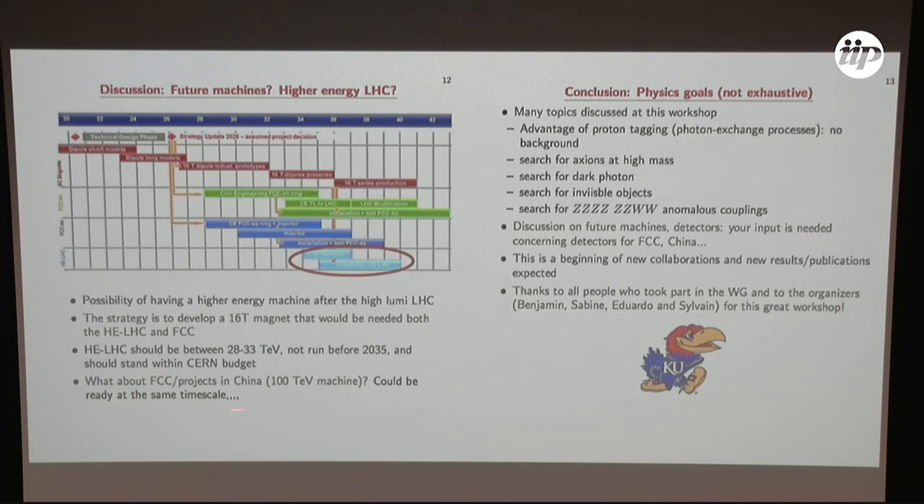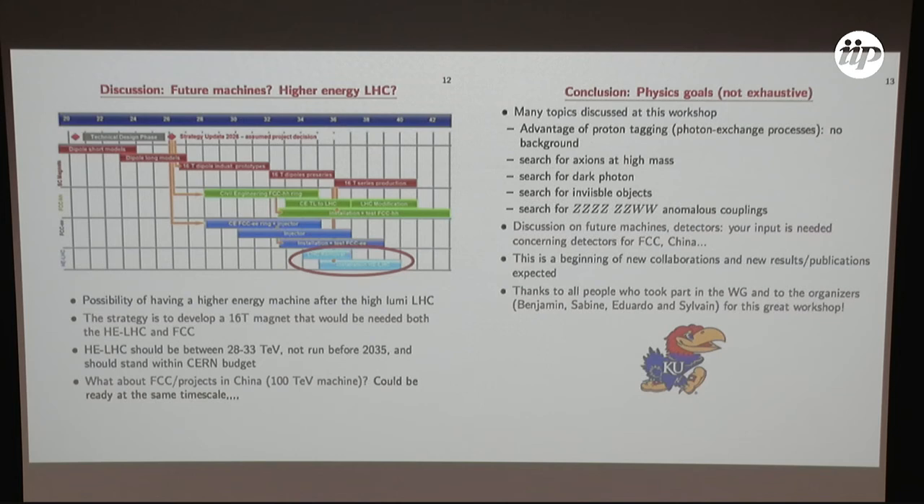And clearly, in that case, why not have directly the FCC or the Chinese project, which could also be ready around this time, because these 16 Tesla magnets will be ready to be used. Or if we want to have a higher energy LHC, basically it could be at lower energy and using, for instance, the 14 Tesla magnet.